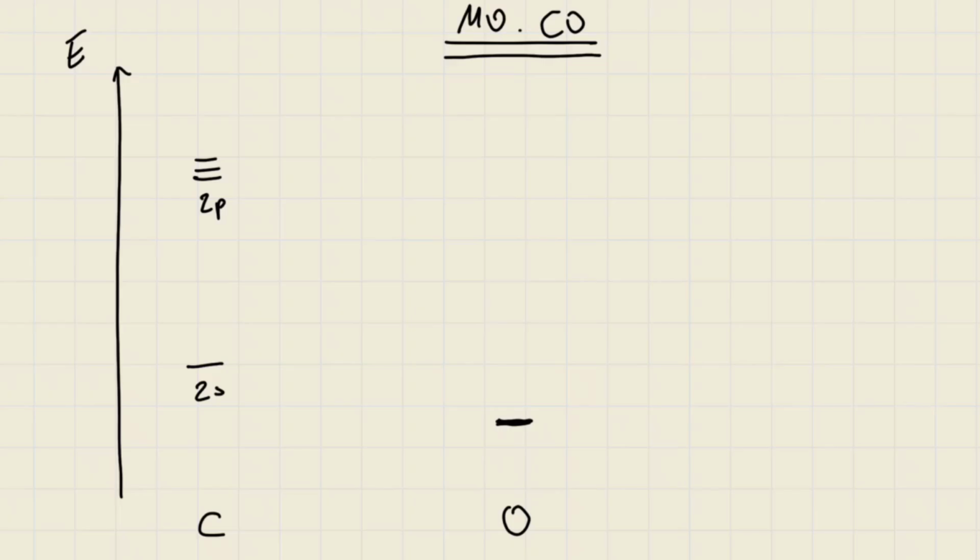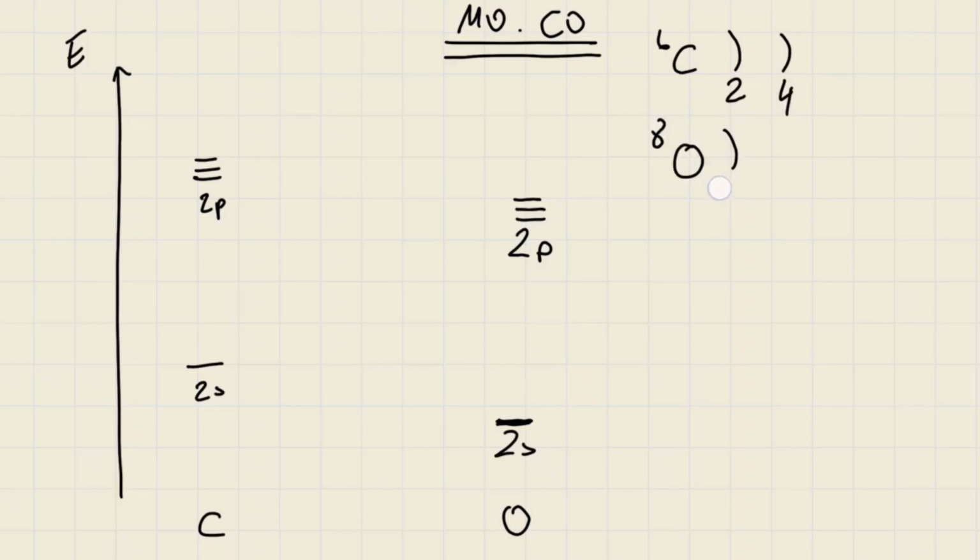I hope you know that. And the 2p orbitals of the oxygen are between the 2p and 2s orbitals of the carbon atom. So it is something like between. And this is the 2p orbitals of the oxygen atom. Okay. And we know that carbon has 6 electrons, so there are 4 valence electrons for the 2s and 2p orbitals, and oxygen has 8 electrons, so it has 6 valence electrons.